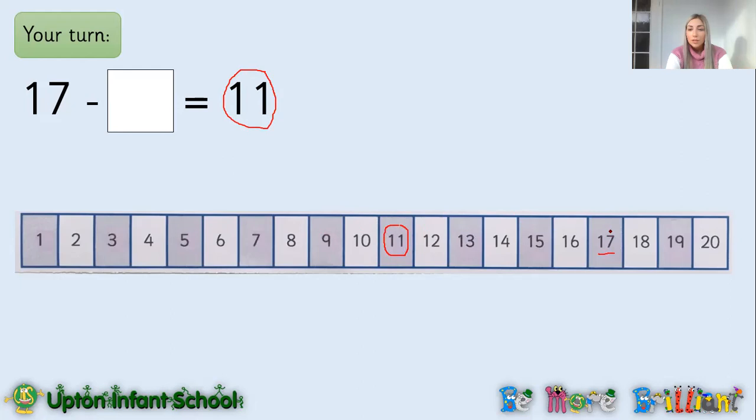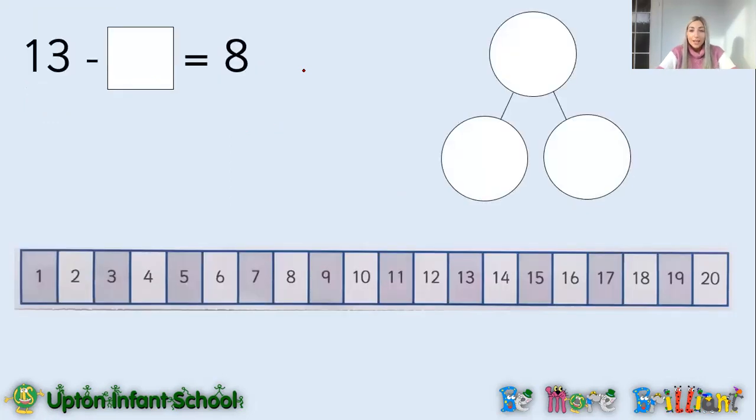So start on 17 and let's count back. 1, 2, 3, 4, 5, 6. Let's check. 1, 2, 3, 4, 5, 6. So I know that there were 17 to start with, 6 drove away, and it equals 11. Amazing, everybody.